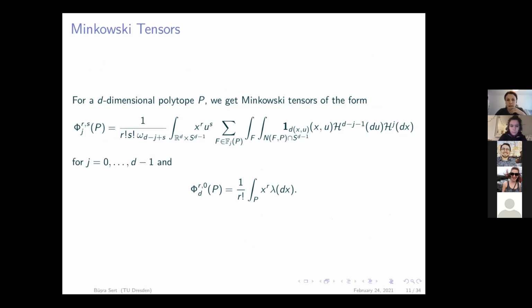Having made it clear what this measure looks like, we can now express our Minkowski tensors for a d-dimensional polytope as follows. So this part comes from the measure, and here we have the tensor values we want to add. And here it just becomes the Lebesgue measure. So it's like computing the volume, but we also have the tensor entries.